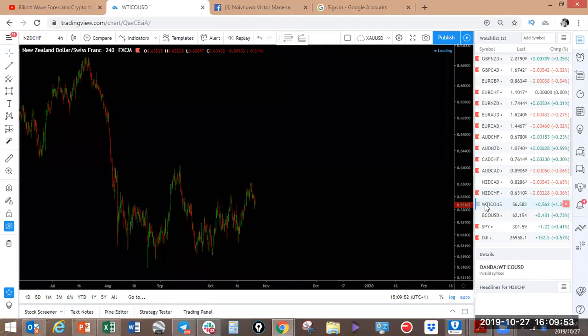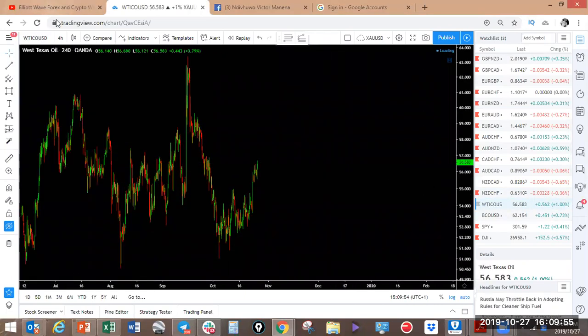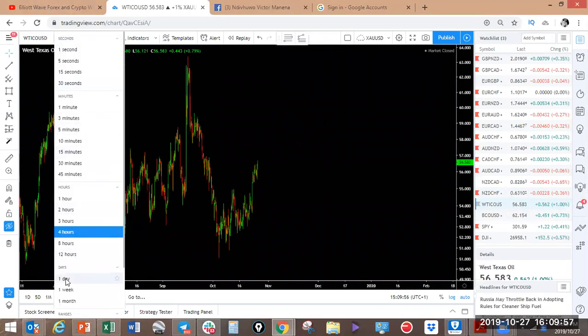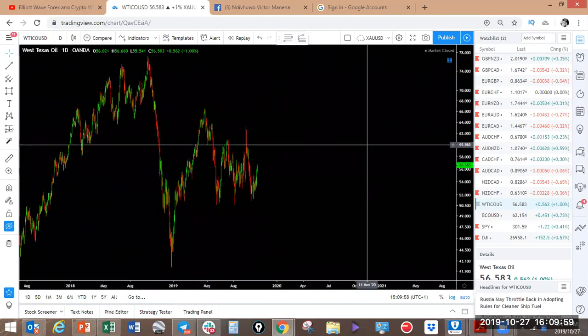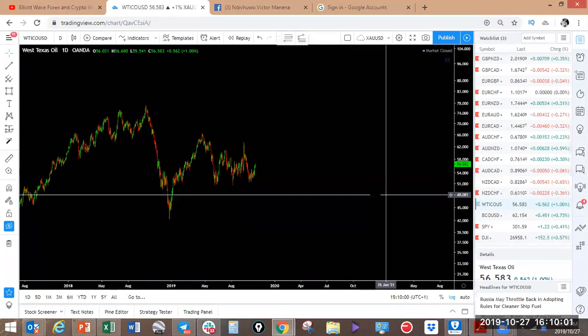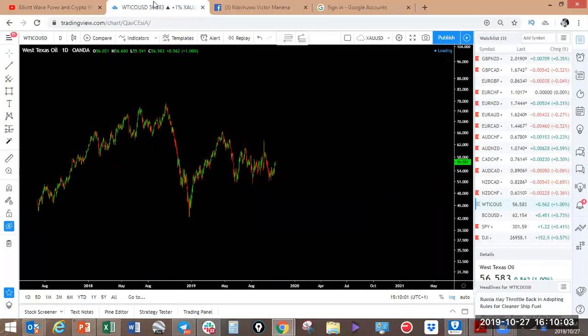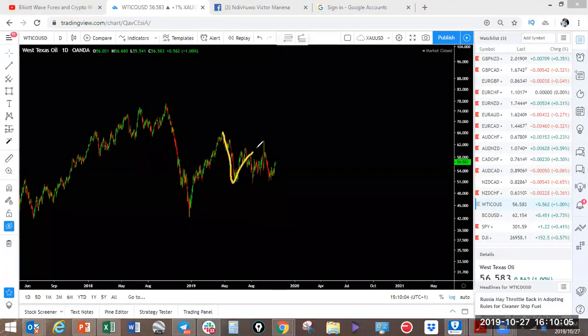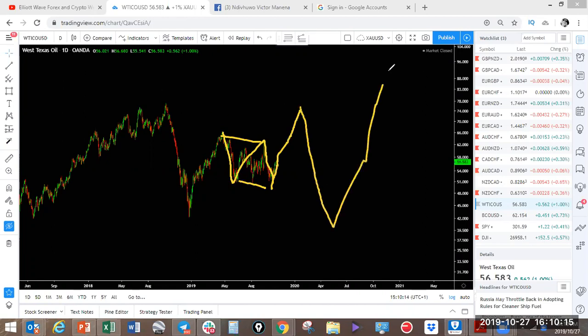And lastly, oil. Let's look at the daily. Oil. This is a structure that we looked at last week. 1, 2, 3 has completed. Now you're looking for this. Will it do this and retest the top before coming down and then move to the upside?